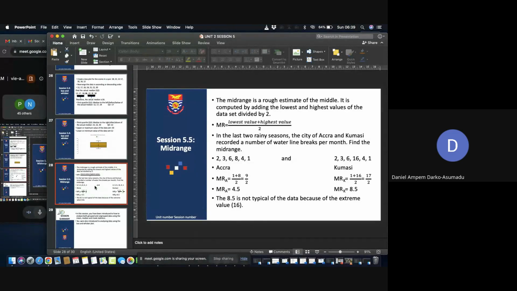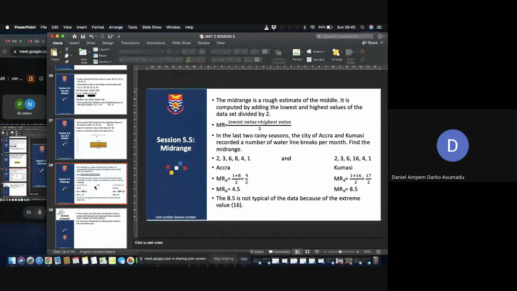Now let's go to the next one, which is the mid-range. The mid-range is also a rough estimate of the middle. It is computed like the midpoint. The formula is the lowest value plus the highest value, divided by 2.